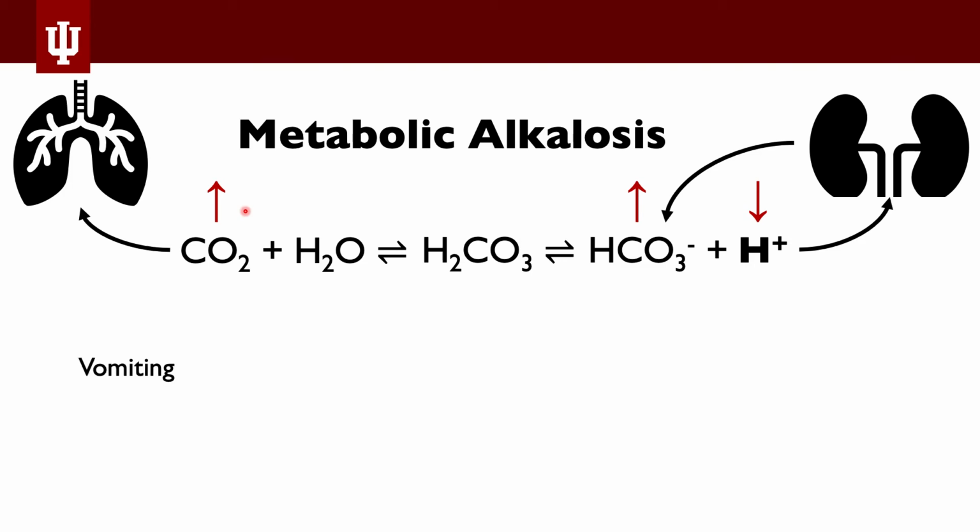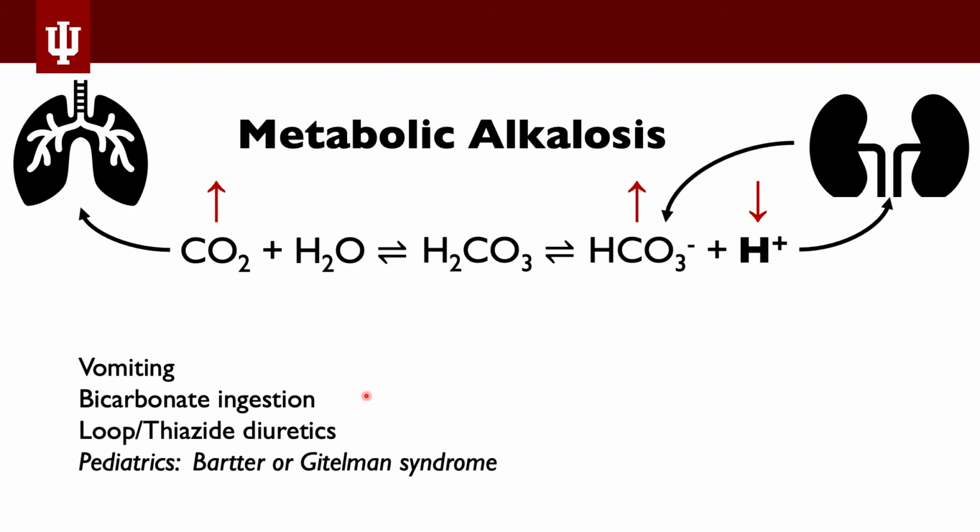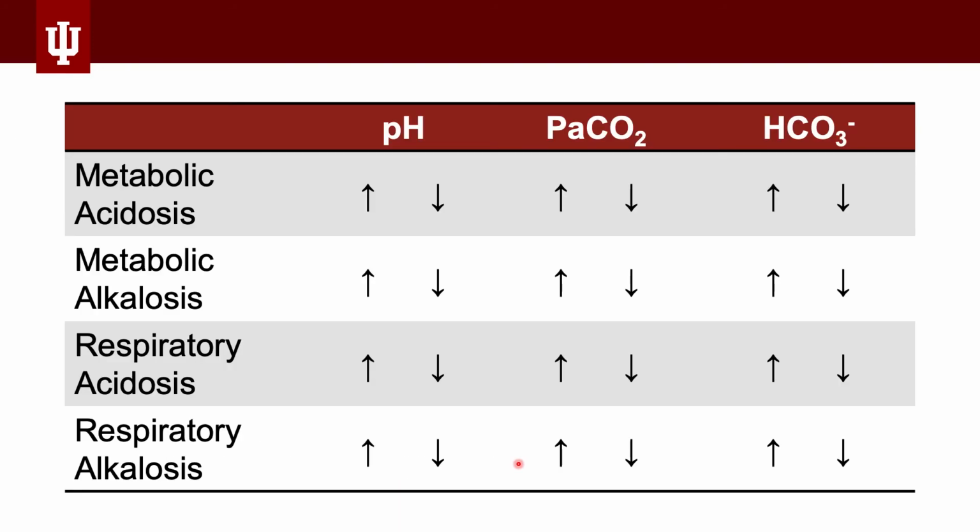What are things that can cause this? Well, we have vomiting, that's losing hydrogen ions. We have bicarbonate ingestion, so maybe ingesting calcium carbonate, which is Tums, maybe IV bicarbonate administration. Loop diuretics or thiazide diuretics can cause this in adults. And if we're talking about the pediatric population, some genetic conditions such as Bartter or Gitelman syndrome can, of course, cause a metabolic alkalosis. So that does it for the metabolic and respiratory alkalosis and acidoses.